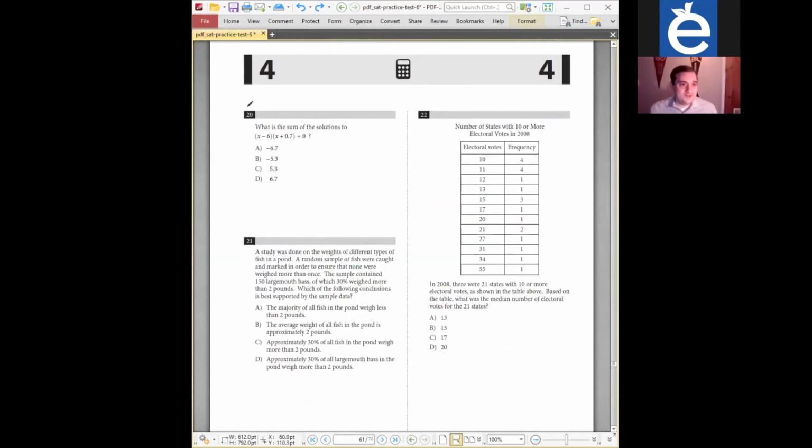All right, 20. What is the sum of the solutions? Okay, so the sum of the solutions. This is the x-intercept form of a parabola. So that's going to be x minus x-int 1 times x minus x-int 2, plus or minus a. So this is x-intercept number 1. This is x-intercept number 2. Those are also known as solutions and roots and zeros.